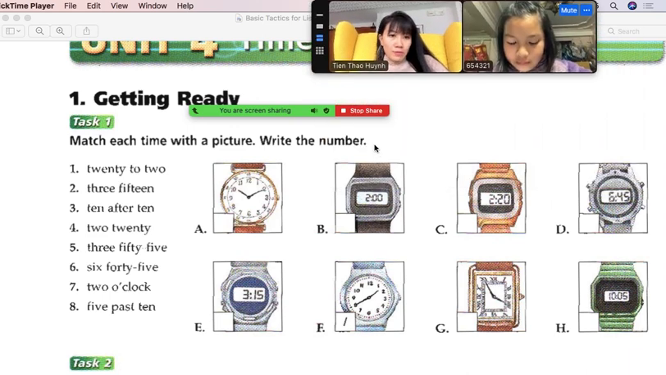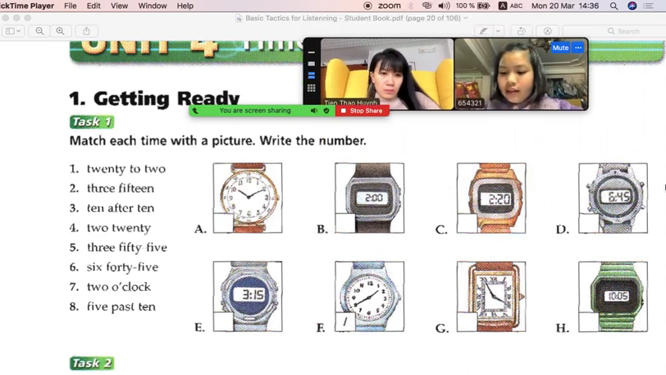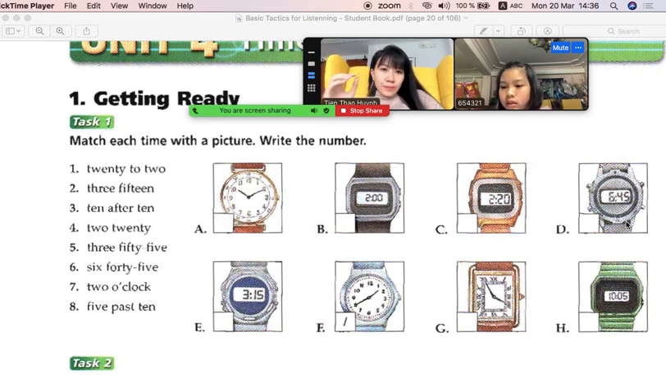6:45. Another way to say it is a quarter to 6? Quarter to 6 or quarter to 7? 6:45 means 15 minutes to 7. Yes, so 15 to 7. Yes, correct.